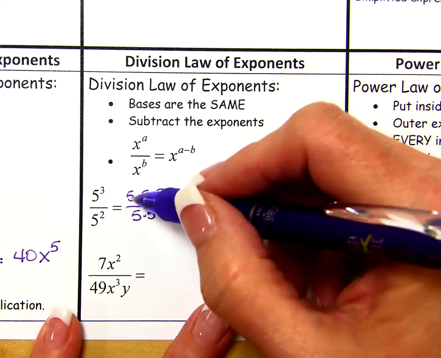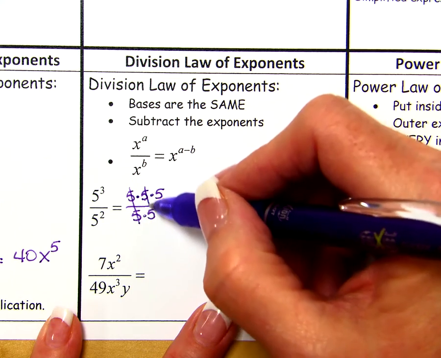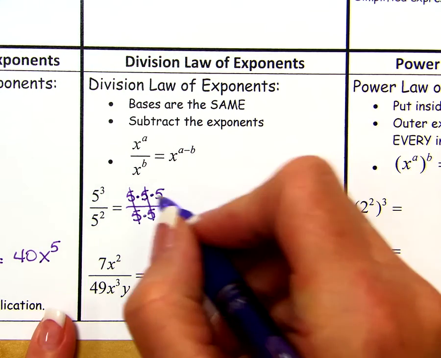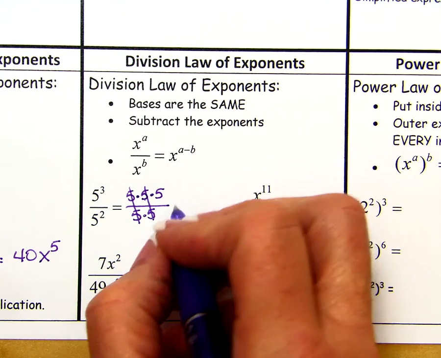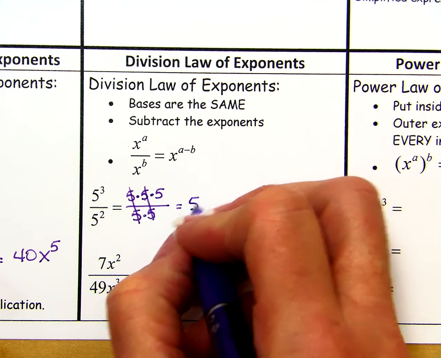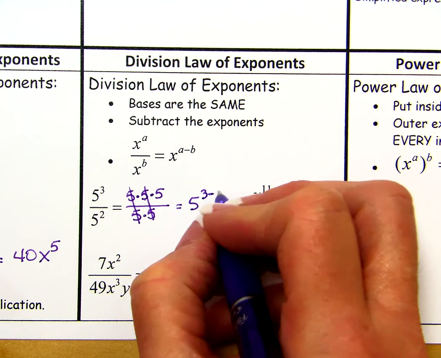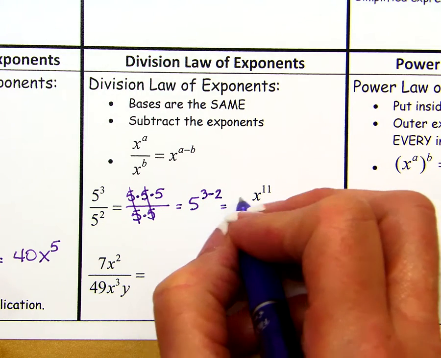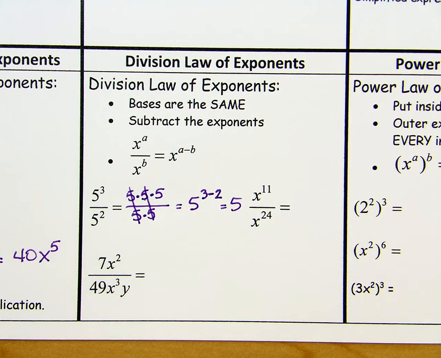We know that with fractions, if you have the same number top and bottom, they simply cancel out, and we're left with just the 5. So what this looks like then is we take the 3 we had on top, we subtract the 2 we had on bottom, and we end up with simply a 5.